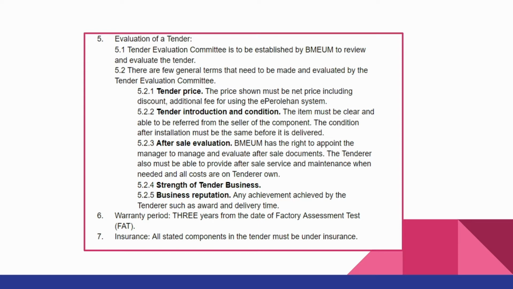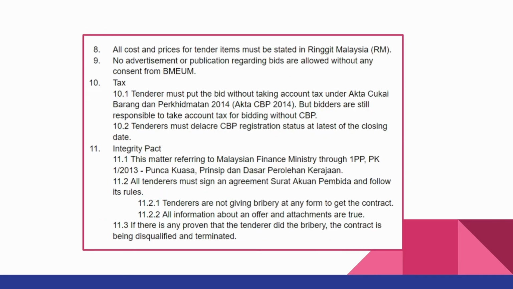Also, all the components must be under insurance. The cost must be stated in Ringgit Malaysia. For the tax, the tenderers must put the bid without taking into account tax under Akta Cukai Barang dan Perkhidmatan 2014 or Akta CBP 2014. Also, the tenderers must sign an agreement, the Integrity Pact, which is the Surat Akuan Pembida, and must follow its rules, like no bribery and that all the offers and attachments are true. That's all from my part.